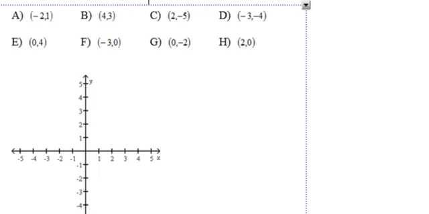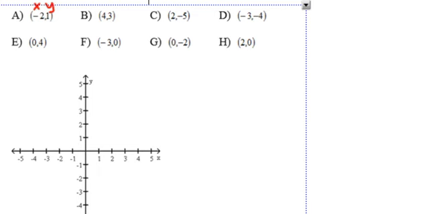Starting at the origin, the first coordinate tells us how to move along the x-axis. So if it's a positive number, we go to the right. If it's a negative number, we go to the left. The second coordinate tells us how to move along the y-axis. If it's a positive number, we go up. If it's a negative number, we go down.